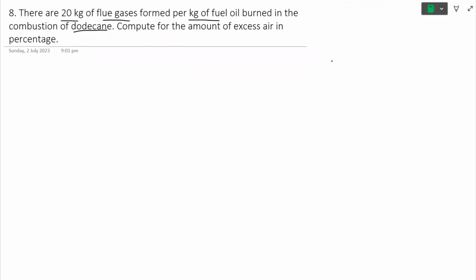Saan ba tayo magmumula? Imposible naman mas mababa yan kay octane. Since octane is 8, 9 is nonane. Okay? Nonagon, di ba? 10 is decane. Parang decathlon, 10, di ba? Tapos yung 11, undecagon, hindi naman yun, di ba? Eh yung dodecane, dalawa, di ba?